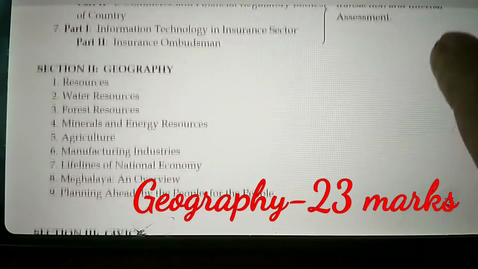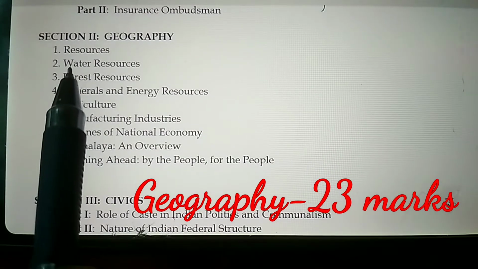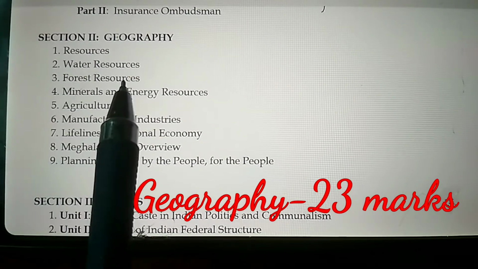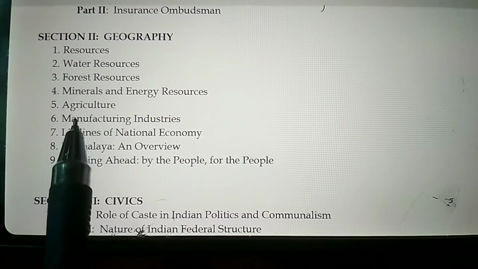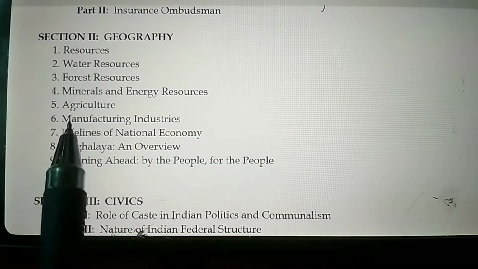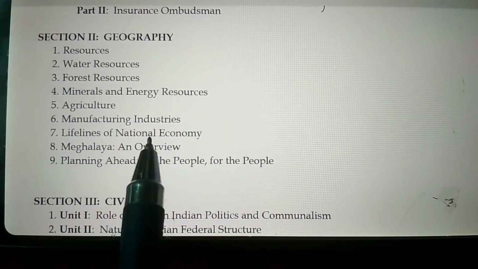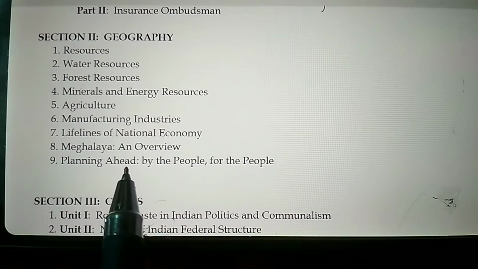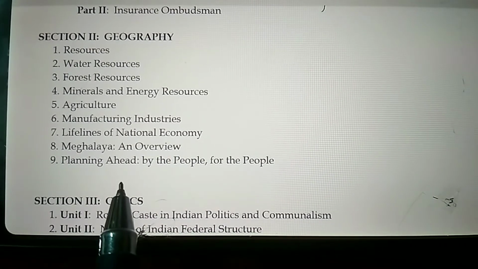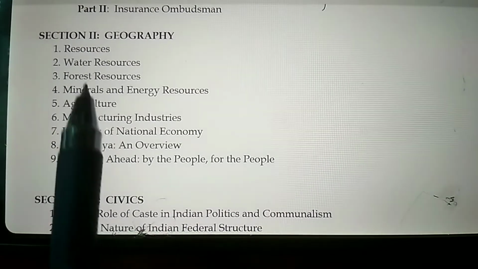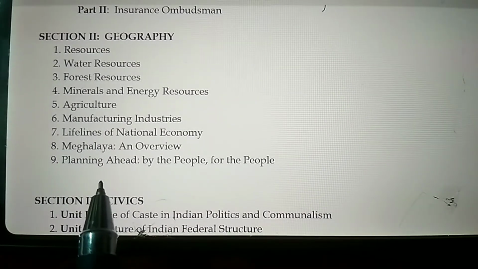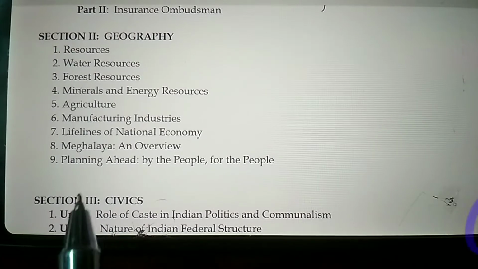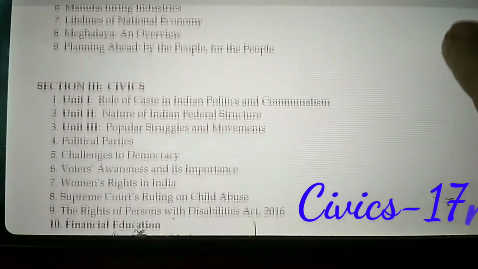Now in the geography section, the topics are resources, water resources, forest resources, minerals and energy resources, agriculture, manufacturing industries, lifelines of the national economy, Meghalaya and overview, planning ahead, by the people for the people. So these are the topics that you have to prepare from the geography section. Clear? Coming to the next part, that is the civics section.